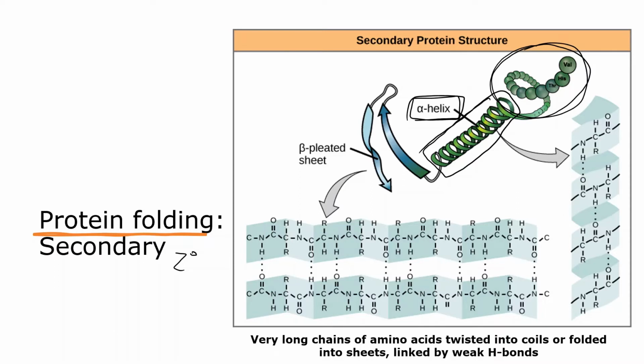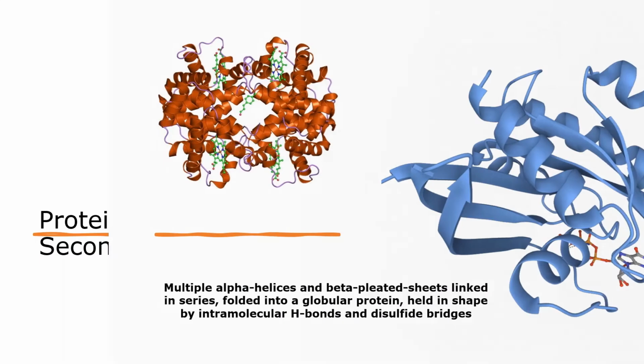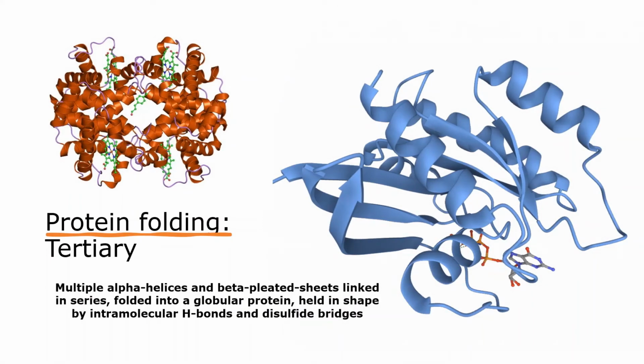There's another thing you can do too, which is you can fold it like a sheet of paper that's folded into pleats. And this is called a beta pleated sheet. So it says down here, very long chains of amino acids twisted into coils or folded into sheets. And then here's our dotted line symbol that we've seen at least one time in the past. And we know that it tells us that's a hydrogen bond or an H bond, a very weak bond holding this spring or pleated sheet structure together very loosely.